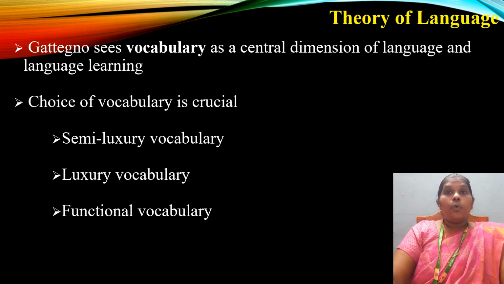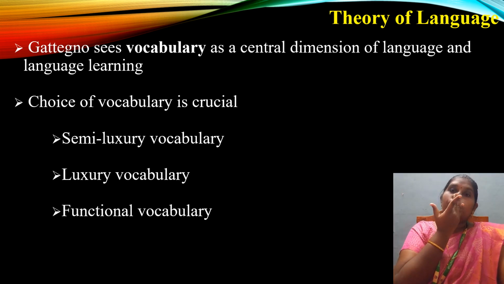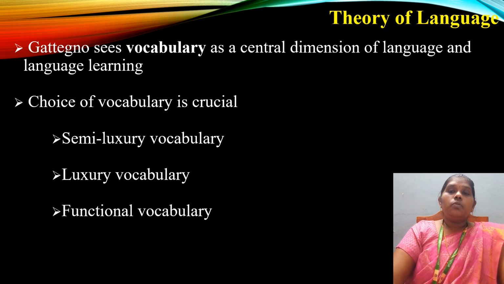Very good. I hope you could understand the role of these Cuisenaire rods in learning the language, especially in the pronunciation aspect of it. So next we move to the theory of language, where we could see the third but important element, that is vocabulary. For any language, vocabulary is very important. And here Gattegno sees vocabulary as a central dimension of language and language learning. But the choice of vocabulary is very much crucial.